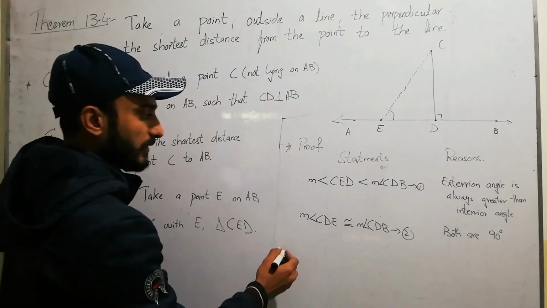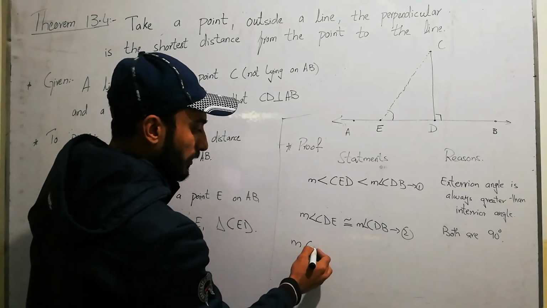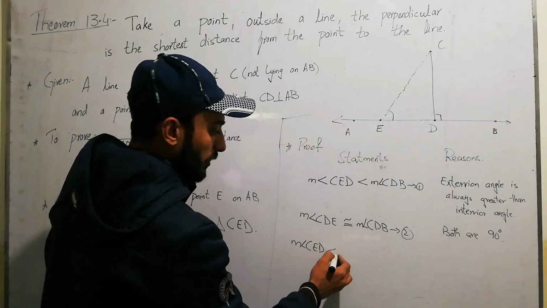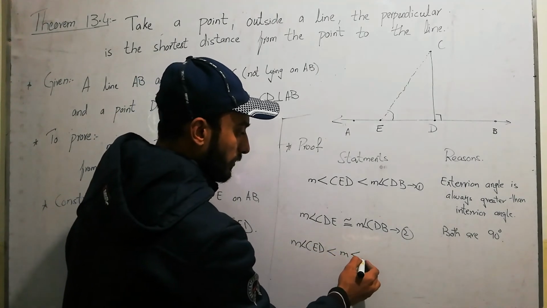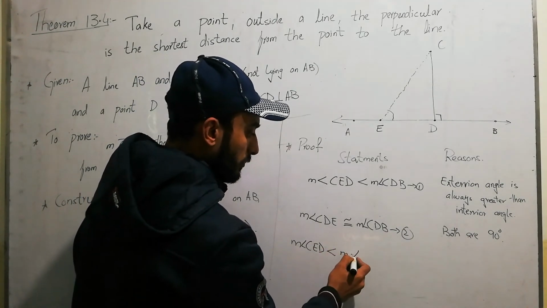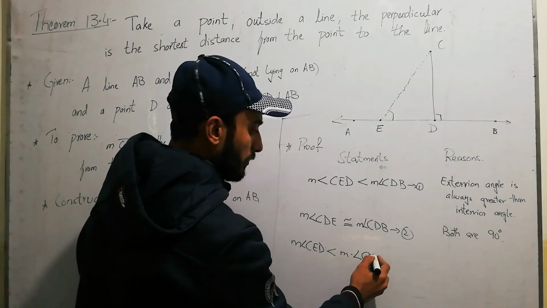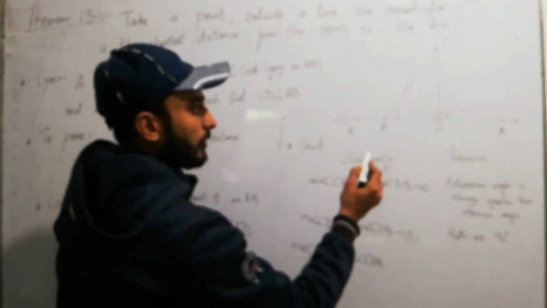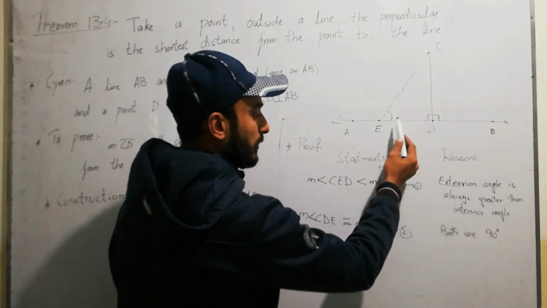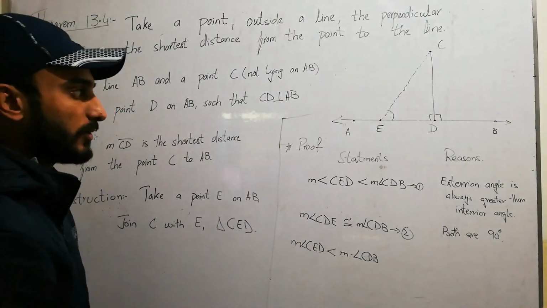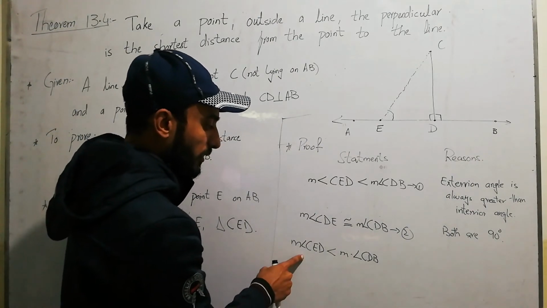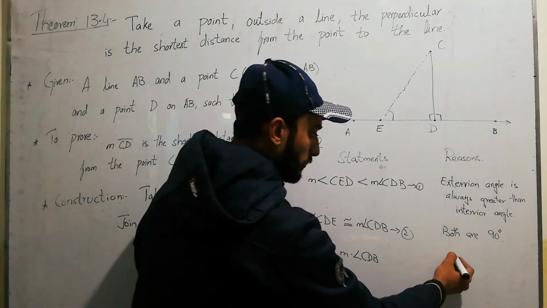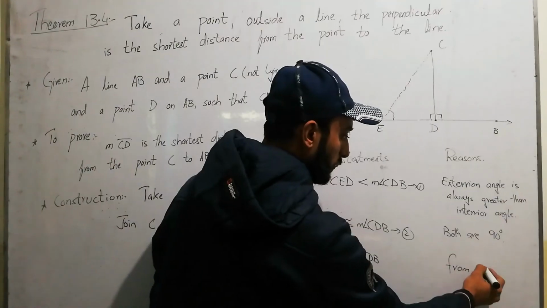From 1 and 2 we can say that the measurement of angle CED is smaller than the measurement of angle CDB. If the outside and inside angles are equal, and we said at the start that angle CED is smaller than angle CDB, then this is also fine: angle CED is smaller than the measurement of CDB. From 1 and 2, in reason we can write from 1 and 2.